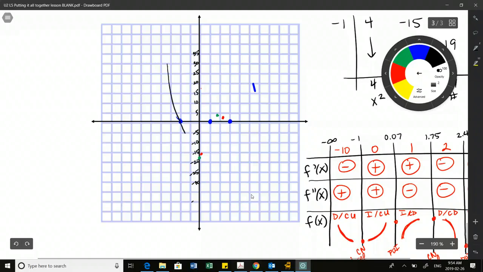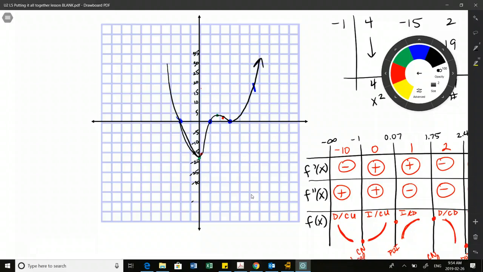Positive leading coefficient, concave up until this, and then it's concave down, hitting a max, and then it's concave up, and we're done. And you're going from negative. So that's what that looks like. So this whole section up to the red point right here is concave up.